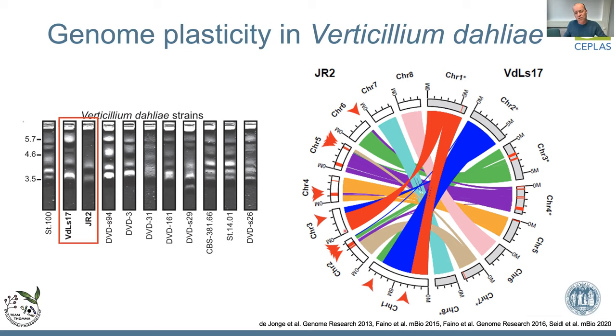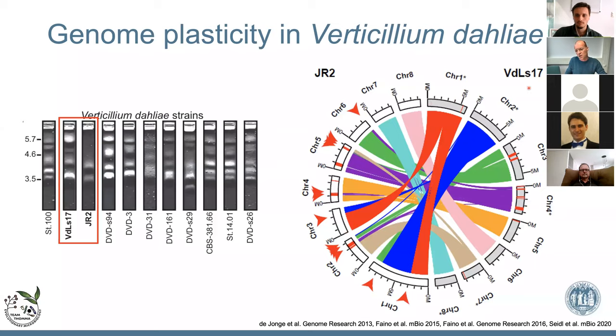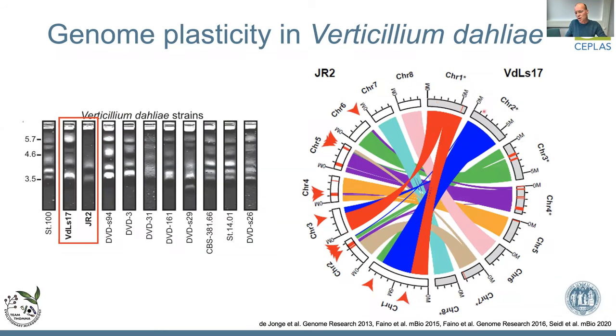And if you look a bit more carefully, then you immediately also see that in this VDLS17 strain, for instance, the 3 largest chromosomes are all about 6 megabases, and then the fourth one is a little bit lower than 5. Well, for JR2, the largest one is 9 megabase, which is missing in VDLS17. The 6 megabase chromosomes are missing in JR2 again. We immediately go to below 4. And this perfectly reflects what we see in the karyotypes too. So this tells us that within Verticillium dahliae, there's a lot of chromosomal recombinations.